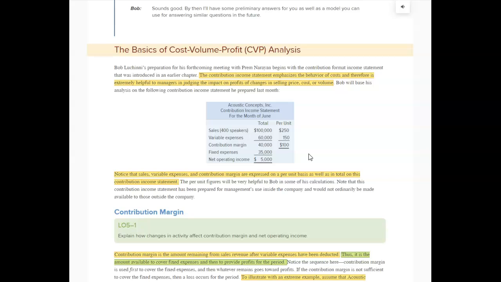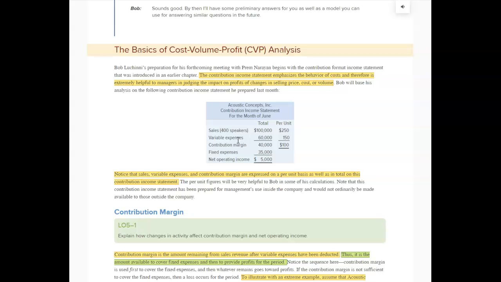Now, our typical income statement, the one we have to use for external stakeholders outside the company, starts with sales. Then we deduct cost of goods sold to get gross profit. After that, we deduct operating expenses to get net operating income. But in this book, in this course, we're trying to analyze the numbers a little bit deeper. So this is a format of a statement that we can use within the company that might show us more useful information. So right now they are selling 400 speakers. The total revenue is $100,000 because the 400 speakers times the per unit selling price of $250 equals $100,000.